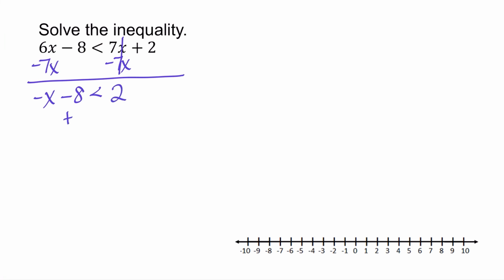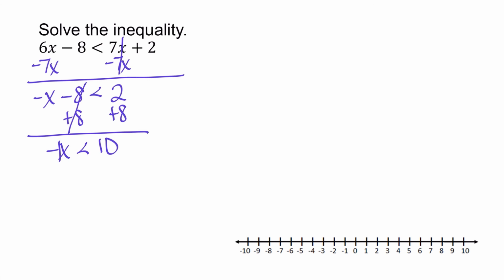Now we need to add 8 to both sides, which gives us negative x. Minus 8 and plus 8 will cancel, and that's less than 2 plus 8, which is 10. So remember, when we have negative x, that basically means there's a negative 1 right there, right? So that's negative 1x is less than 10.